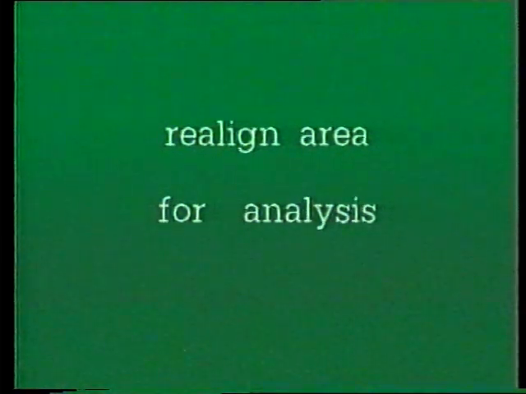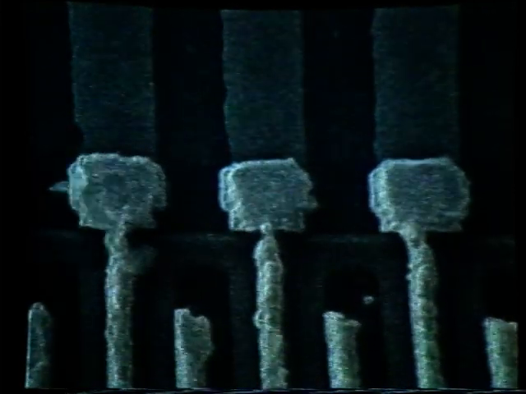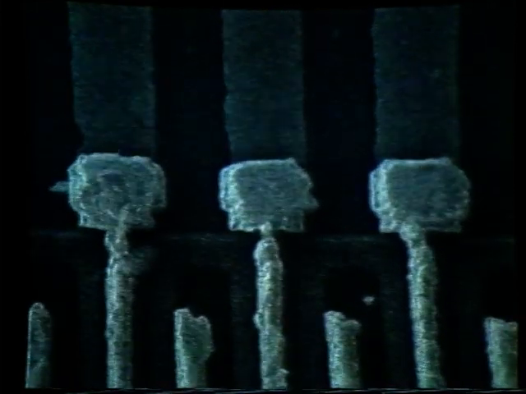Let's return to a magnification of 5000x and realign the area for analysis. When doing Auger analysis on this sample, we want all of our maps and multiple points to coincide with the SEM images which we are about to generate. So what we want to do is make sure that we can duplicate this exact same area.